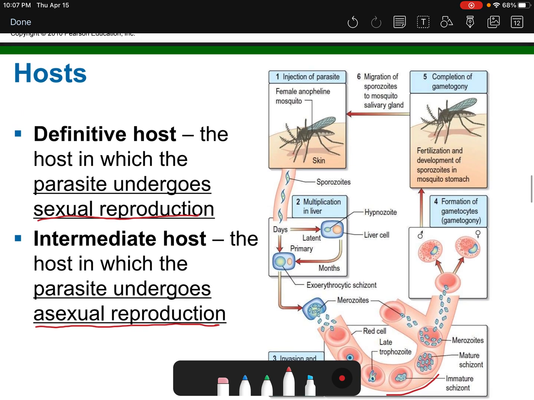And then fertilization and development of the sporocytes in the mosquito stomach occurs. Okay, so inside that mosquito then, that's going to happen. And then they can actually bite another organism and pass that on.